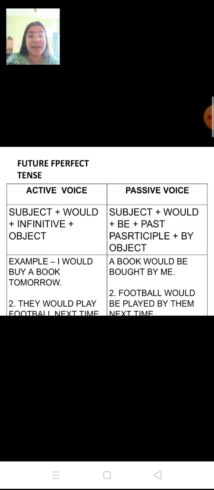Now change into passive voice. It will become subject plus would plus be plus past participle plus by plus object. And the changed sentence will look like: a book would be bought by me. They would play football next time. Football would be played by them next time.